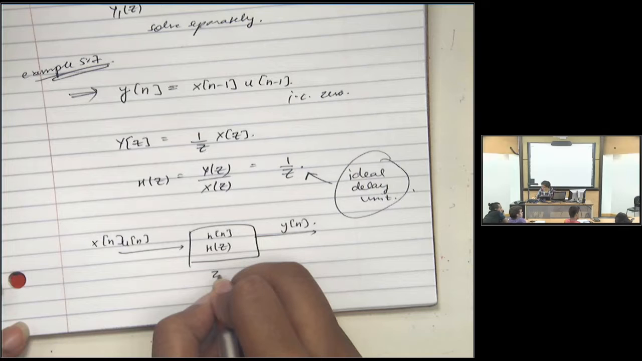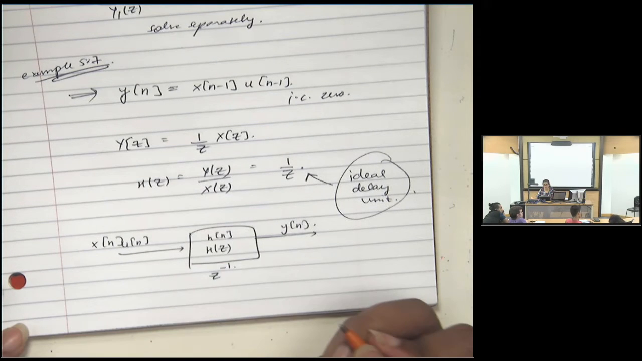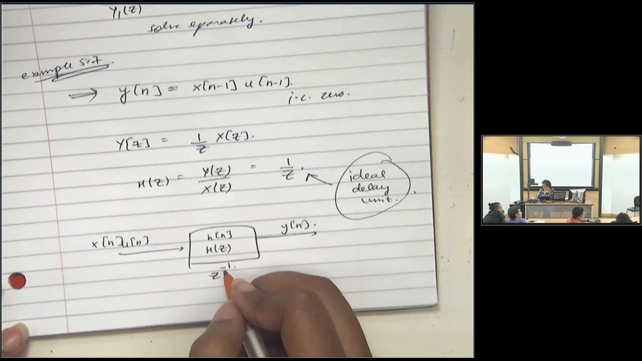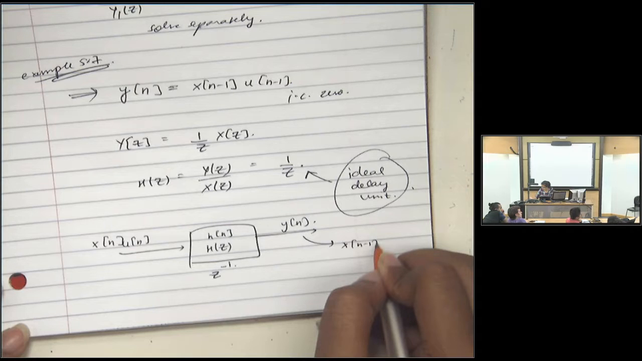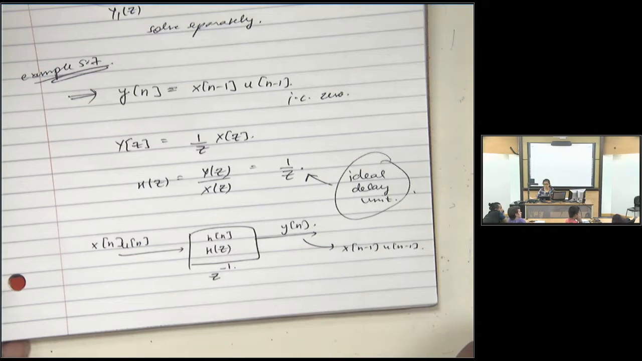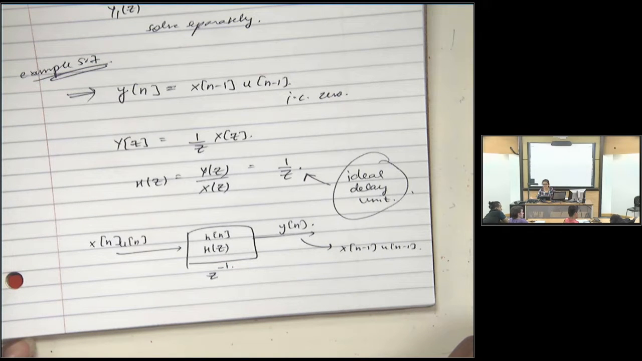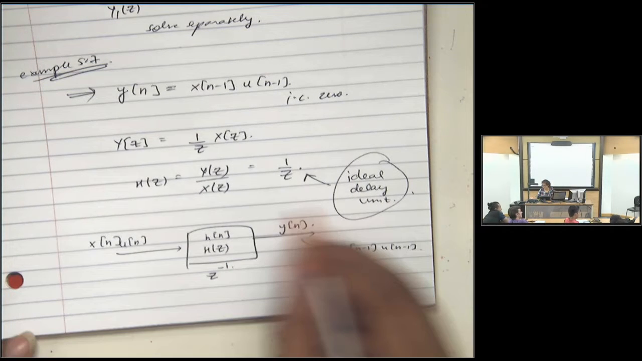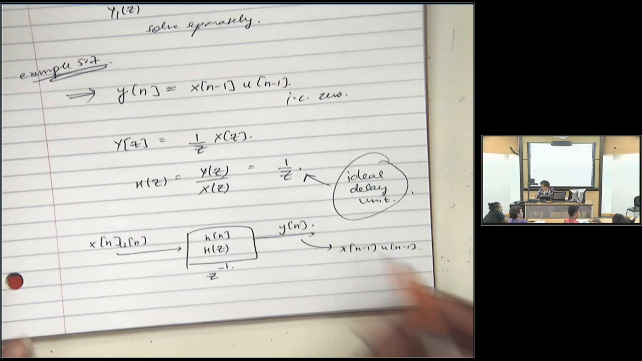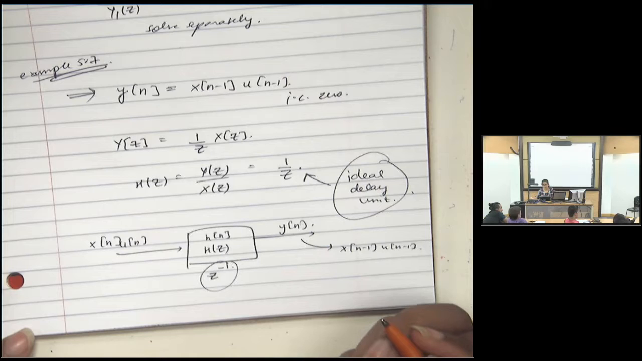This is also represented as z raised to the power minus 1 directly, a lot of times. And y of n is equal to x of n minus 1, u of n minus 1. Also the ideal delay. Delay, because it delays. There are no initial conditions, it does not result in any unwanted responses. That's what's called an ideal delay.